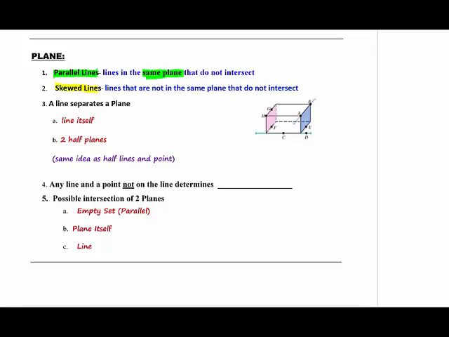Skewed lines are not in the same plane and do not intersect. So both of these, the intersections, are the empty set. The difference is if they're in the same plane. So remember plane, again, we have a box here, and I know it's drawn to where it's just a side of a box, but the plane would be infinitely in those directions.